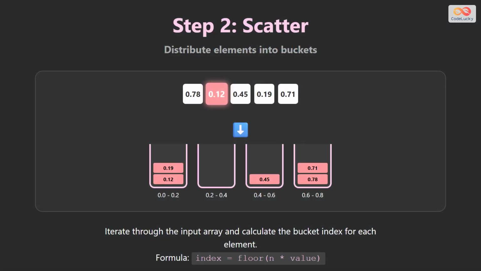Step 2 is the scatter phase. Here, we iterate through our original list of numbers. Using a simple mathematical formula, usually involving the number of buckets and the value of the element, we determine which bucket each number belongs to. We then place the element into that specific bucket.